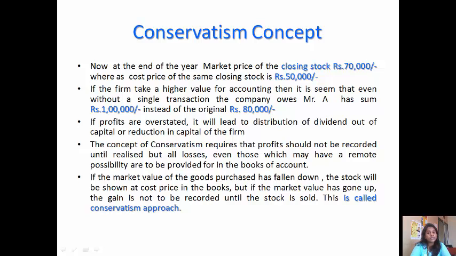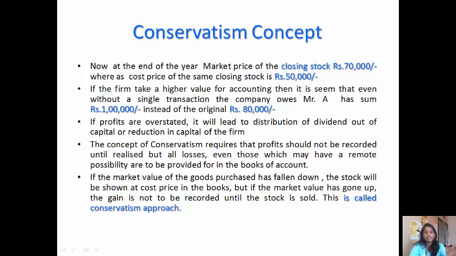If the firm takes a higher value for accounting, then it seems that even without a single transaction, the company owes Mr. A a sum of 1 lakh instead of the original value of 80,000. If profits are overstated, it will lead to a distribution of dividend out of the capital or reduction in the capital of the firm. The concept of conservatism requires that profit should not be recorded until realized, but all losses, even those which may have a remote possibility, are to be provided for in the books of account.